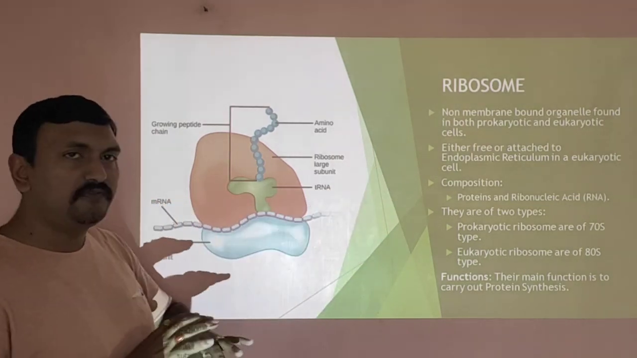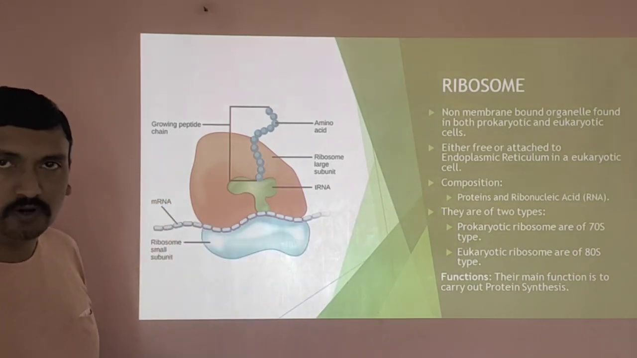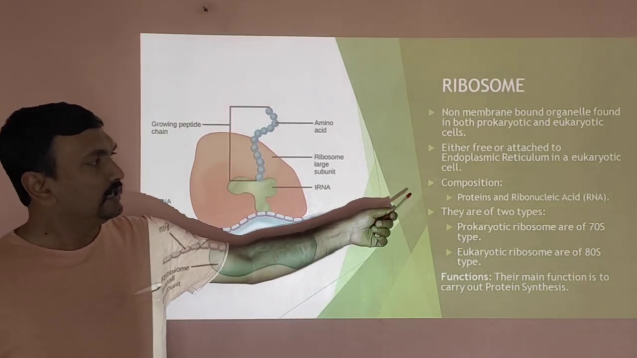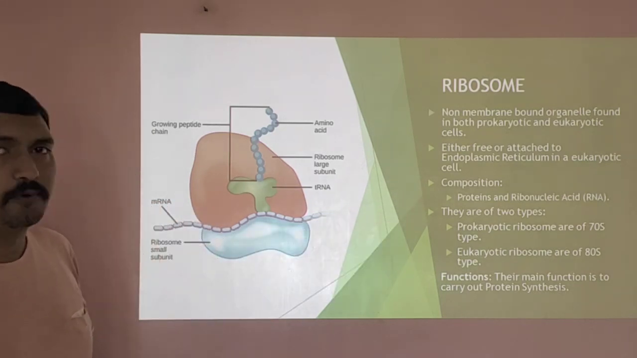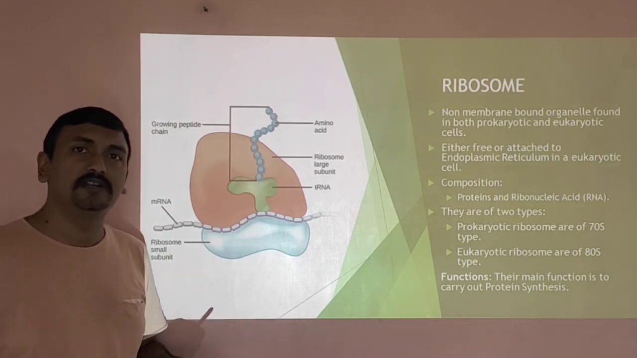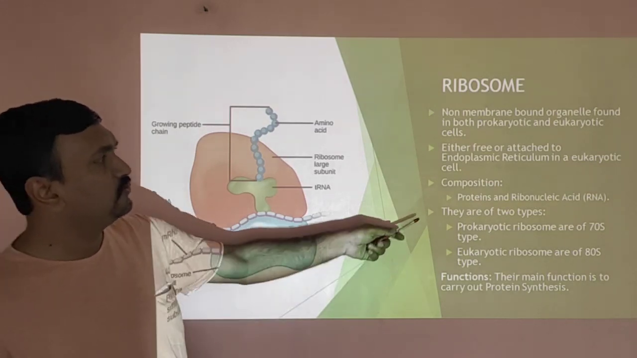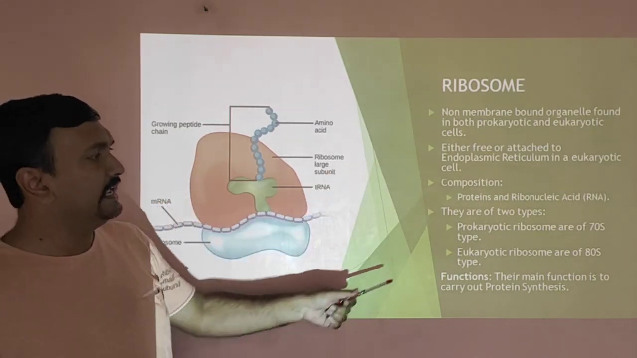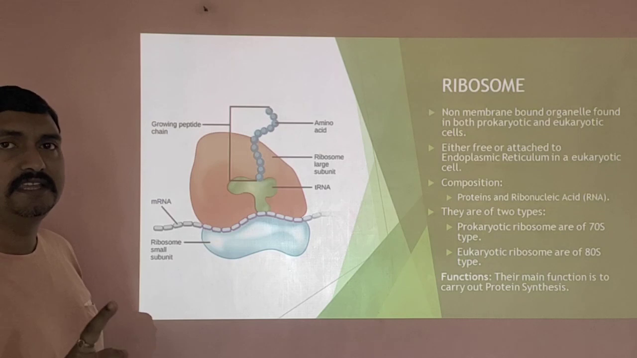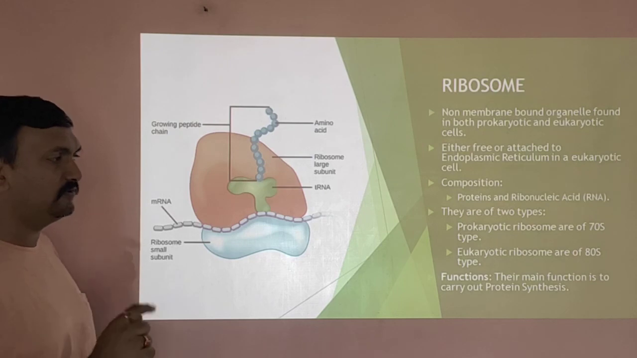They can remain either freely in the cytoplasm or they may remain attached to the endoplasmic reticulum, which are other tube-like structures we will discuss in the next topic. They are composed of proteins and ribonucleic acid. This ribonucleic acid is very much similar to DNA, that is deoxyribonucleic acid. Now, since they are found in both prokaryotic and eukaryotic cells, they are of two types. Prokaryotic ribosomes are called 70S ribosomes. Eukaryotic ribosomes are 80S ribosomes.